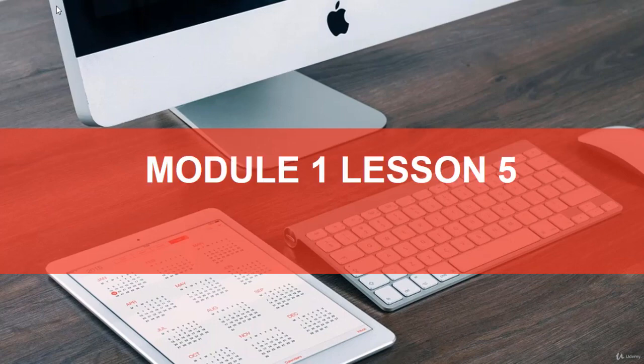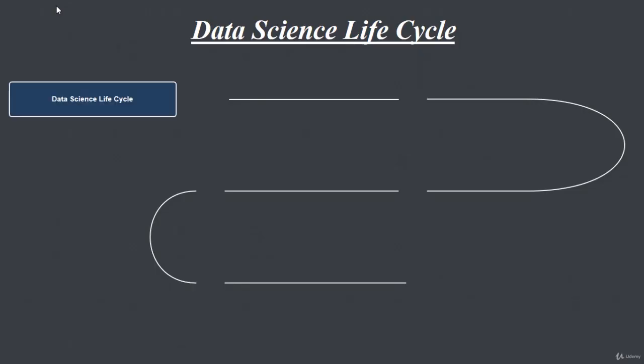Module 1, Lesson 5, Data Science Lifecycle. In this lesson, we are going to look at the steps that a data scientist will take when working on a data science project. So, in a data science lifecycle, we have 6 steps.